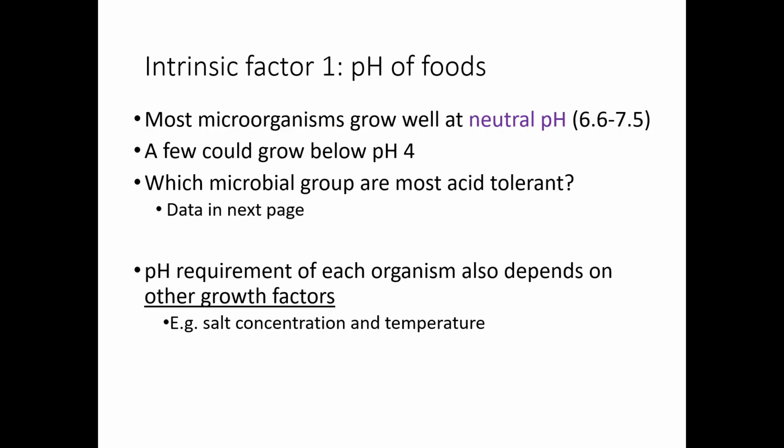So the first one is the pH of foods. The pH of the food is going to affect which organisms can grow. Most organisms in general are going to grow at a neutral pH, so around 7 is neutral. So it's going to be a range of 6.6 to 7.5. And a few of them are going to be acid tolerant, and they'll be able to grow below pH of 4.